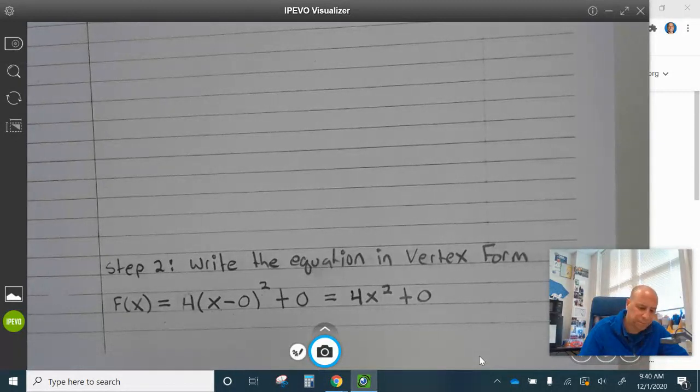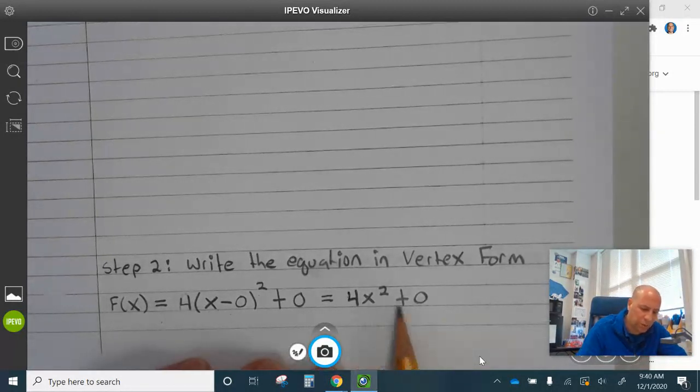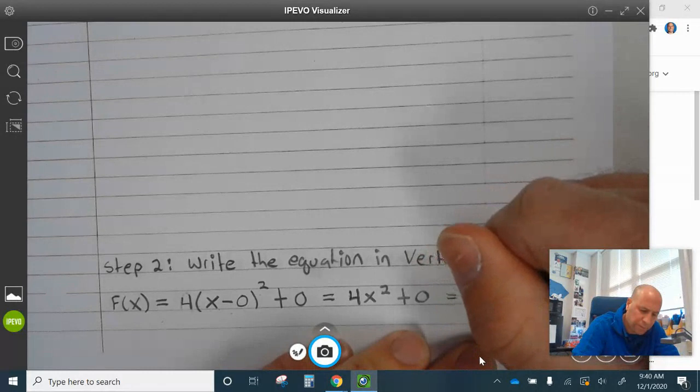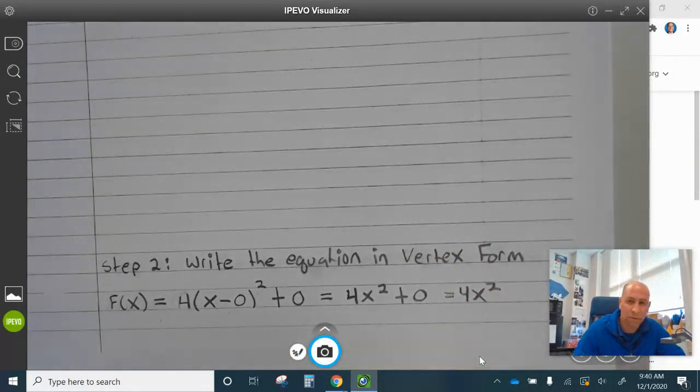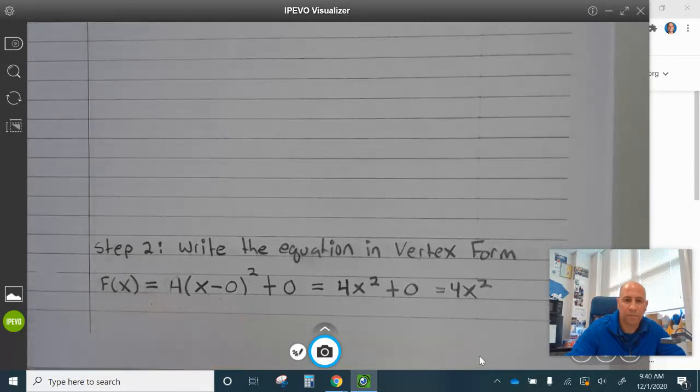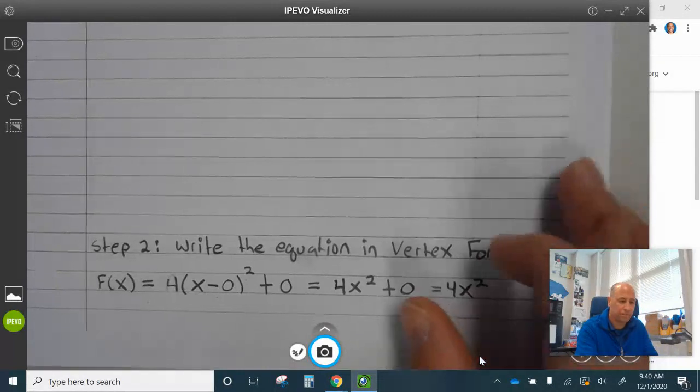Okay, so then 4x squared plus 0 equals 4x squared. Okay, all right, and there's your equation. All right, so if you would, finish up example 1.